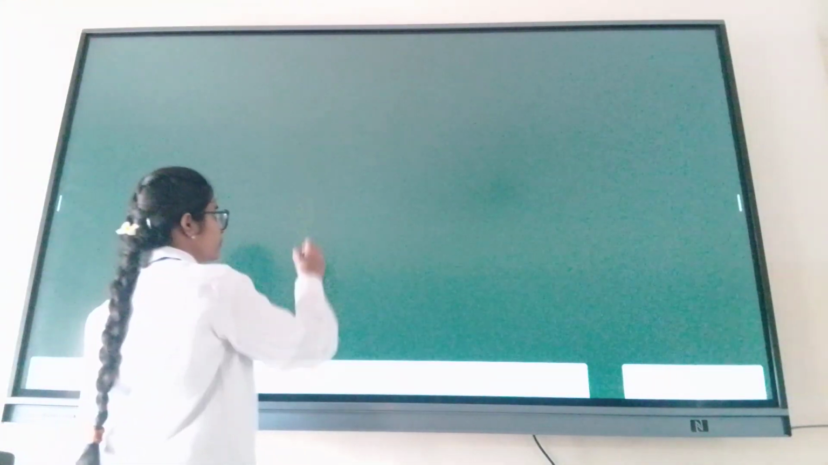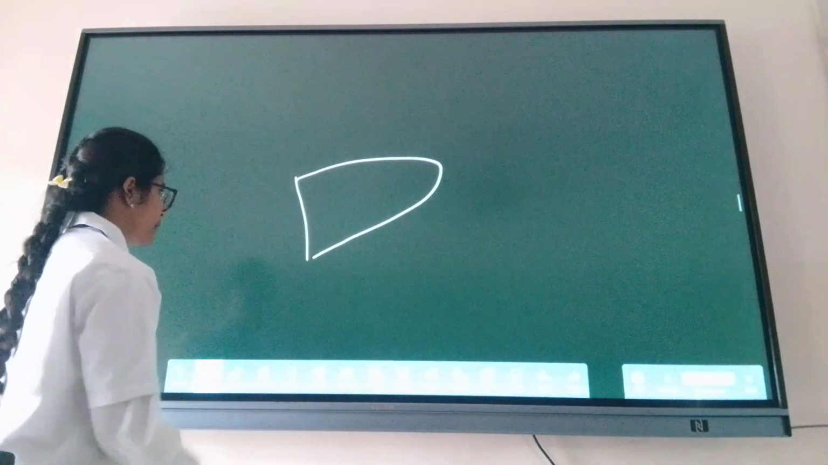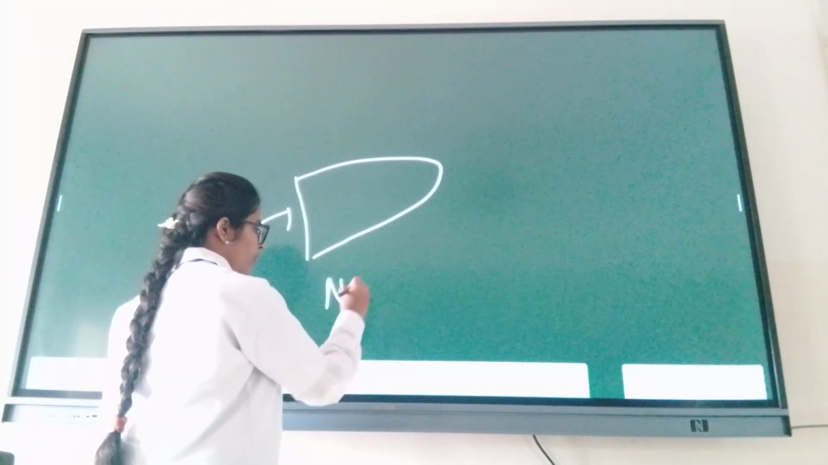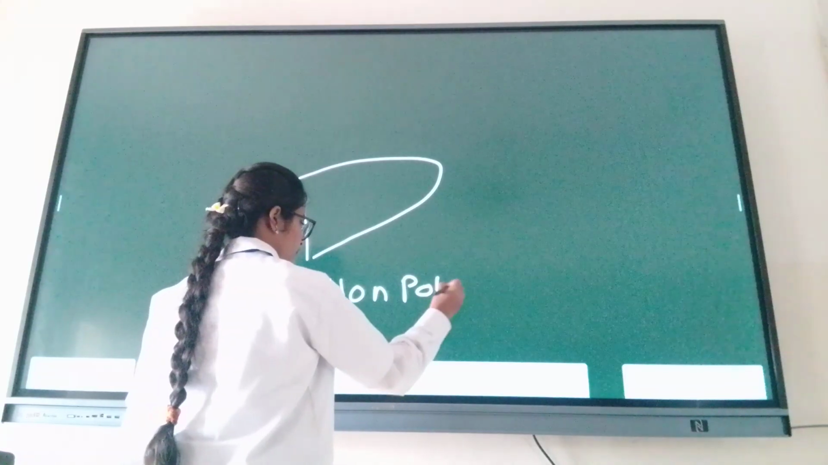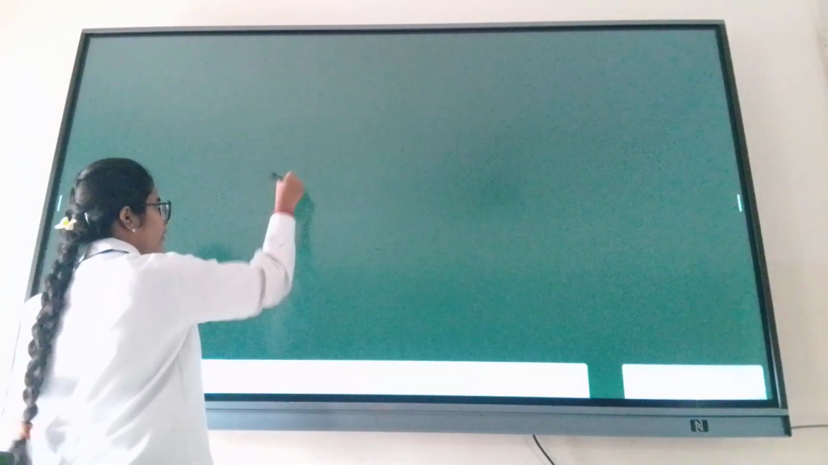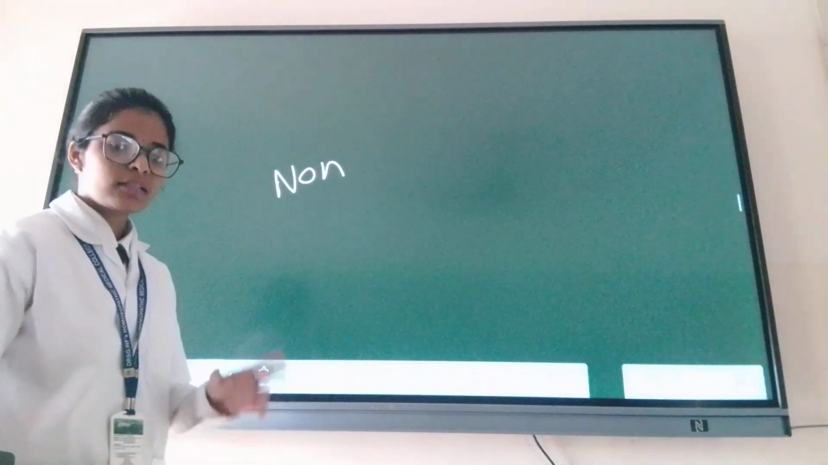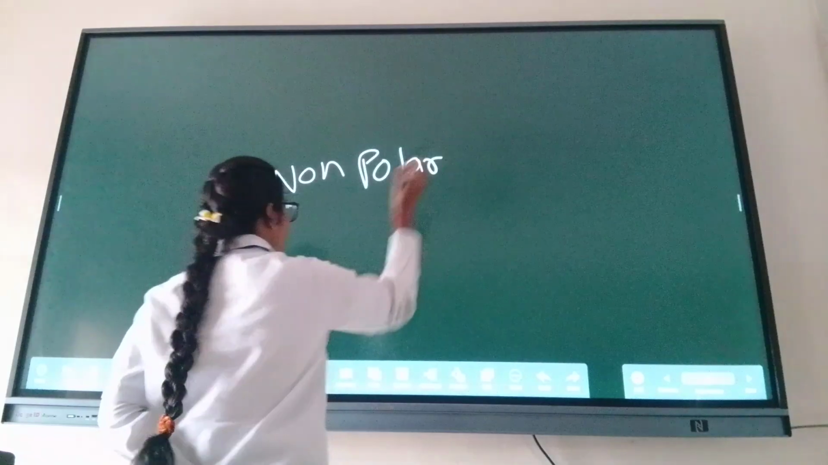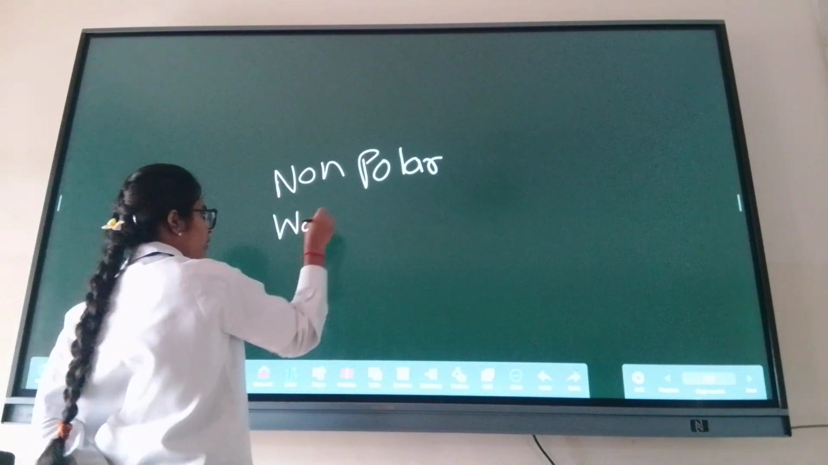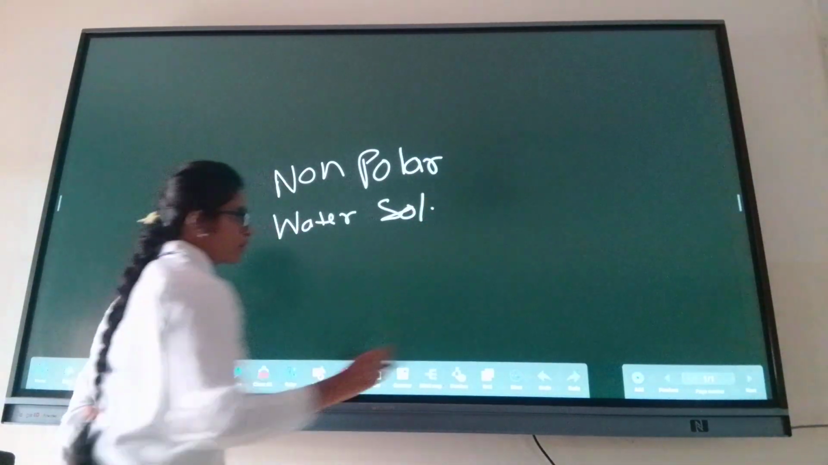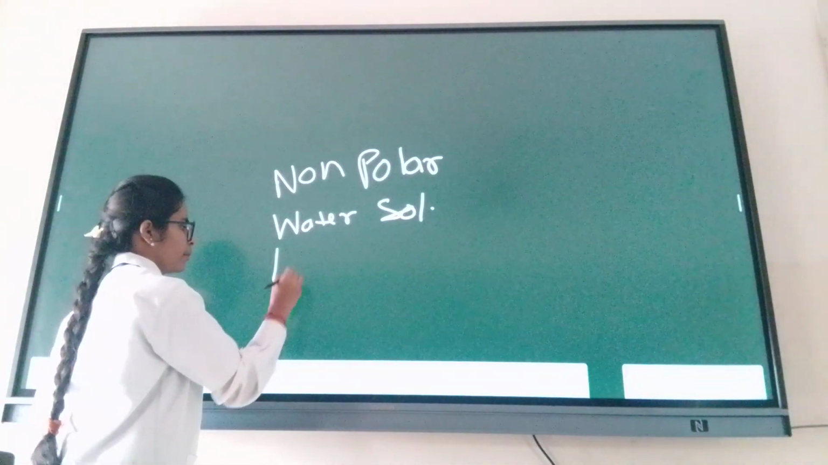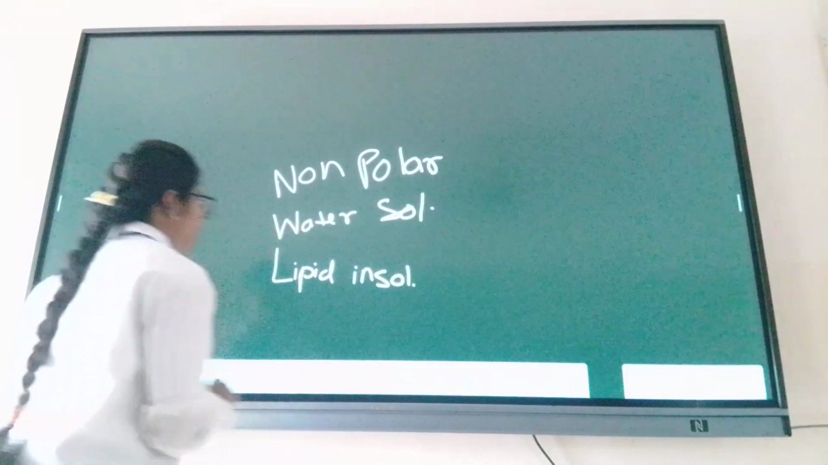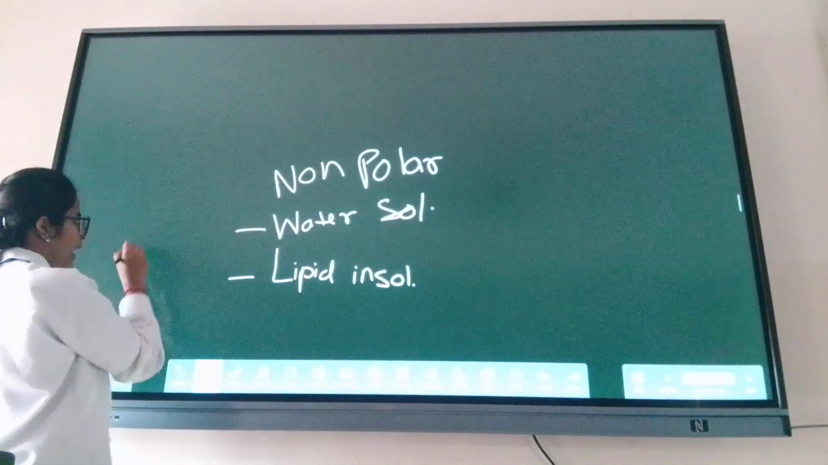Now how? Suppose this is the liver. The drug comes to the liver. The drug is non-polar. Now see, there are confusing words in the textbooks. I am just clearing that. Non-polar, water soluble. Water soluble means lipid insoluble. Lipid insoluble. Water soluble is also hydrophilic.